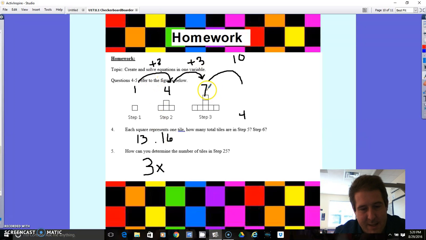So in order, for instance, to get to step 3, you had to add it twice. So that's 2 times 3, which would be adding 6, plus whatever you started with. In this case, we started with 1 block. Now, if I use that expression and I put 25 in for x, where x is the amount of steps, 3 times 25 would be 75, plus 1 means there would be 76 tiles in the 25th step. So this is the equation I would use, and the answer would be, as previously mentioned, 76 tiles.